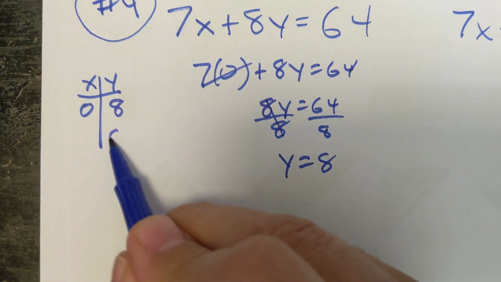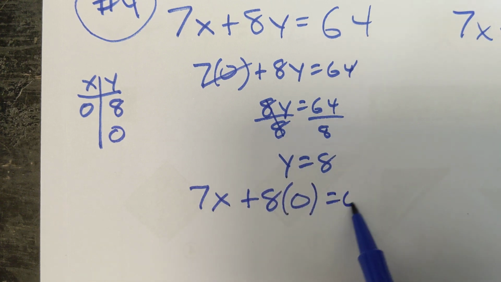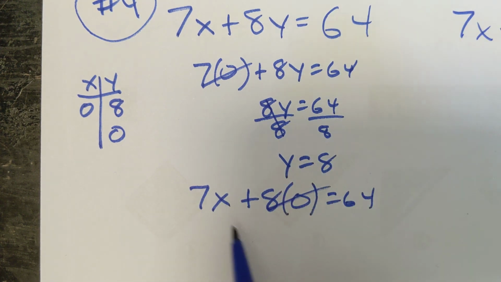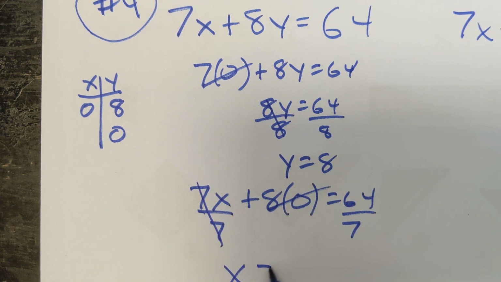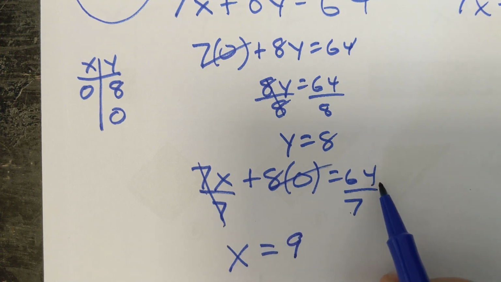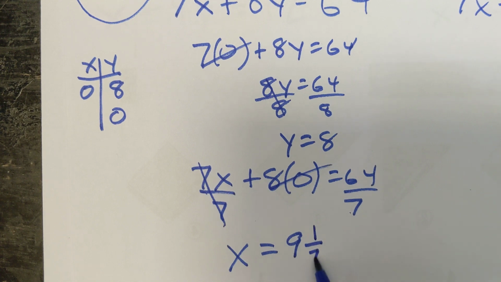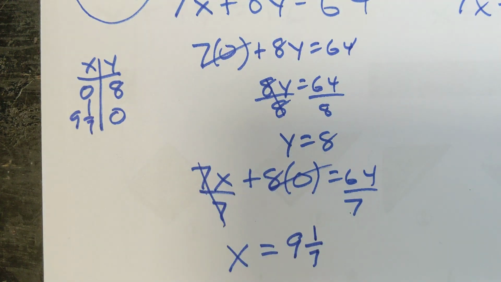Now we plug a 0 in for y, so 7x plus 8 times 0 is 64. That cancels. Divide both sides by 7. This one's going to work out to a decimal, or a fraction. I think a fraction would actually be easier. So 7 goes into 64 9 times with a remainder of 1, so 9 and 1/7. Okay, and we'll graph that in just a sec.